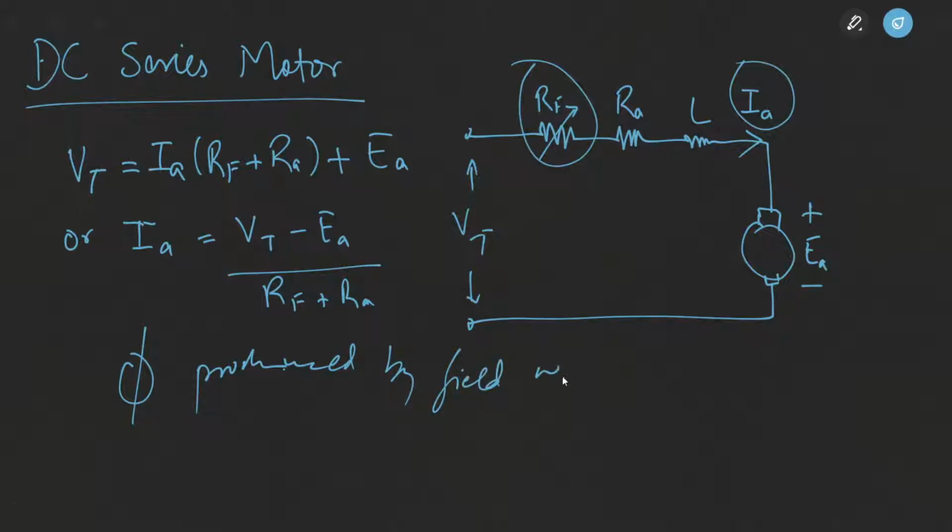in this case the flux will not be proportional to If. Since there is no quantity like If here, flux in this case is simply proportional to the armature current. So greater the armature current, greater will be the flux produced in the field windings. Lesser the armature current, lesser will be the flux produced by the field windings.